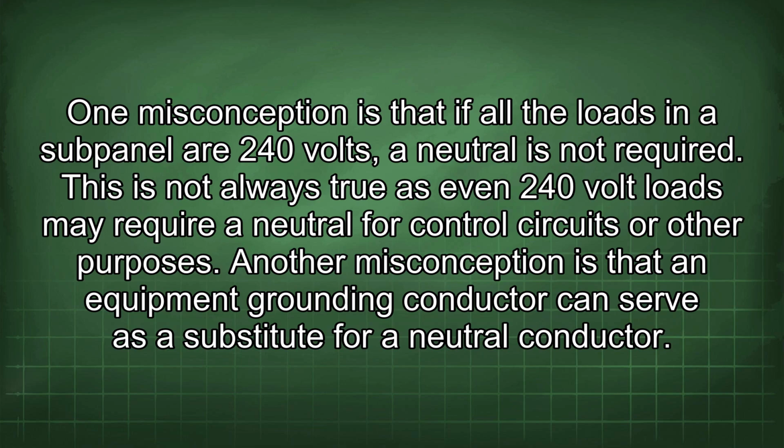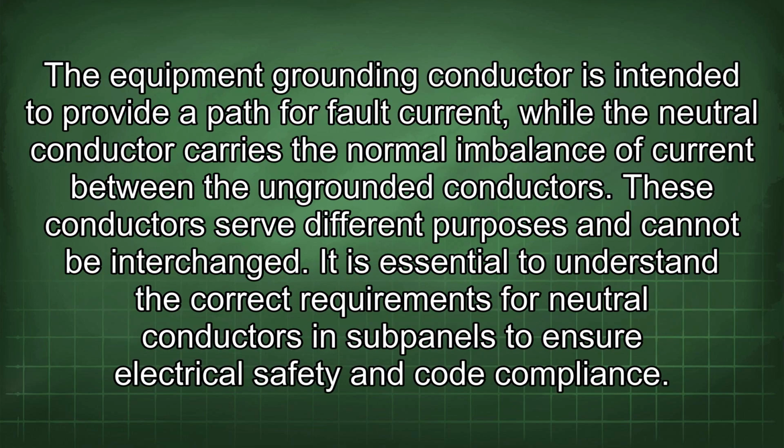Another misconception is that an equipment grounding conductor can serve as a substitute for a neutral conductor. The equipment grounding conductor is intended to provide a path for fault current, while the neutral conductor carries the normal imbalance of current between the ungrounded conductors. These conductors serve different purposes and cannot be interchanged. It is essential to understand the correct requirements for neutral conductors in subpanels to ensure electrical safety and code compliance.